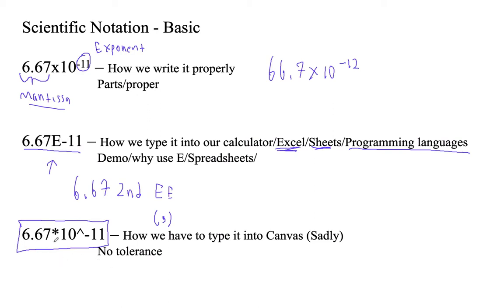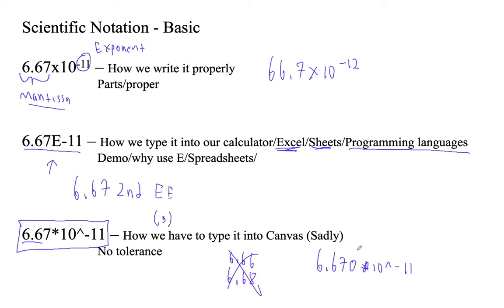And the thing you have to understand is that I usually put a tolerance in there. So it would accept 6.68, it would accept 6.66, okay? Canvas doesn't do that. There's absolutely no tolerance. It just looks for exactly the right string. If it doesn't look exactly like this and that's the answer, your answer is wrong. So if you typed 6.670 times 10 to the negative 11, that would be wrong, even though numerically it's the same.